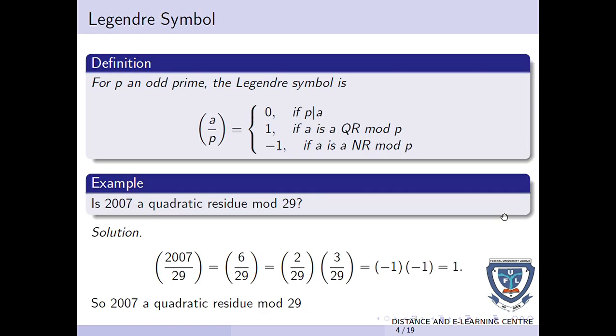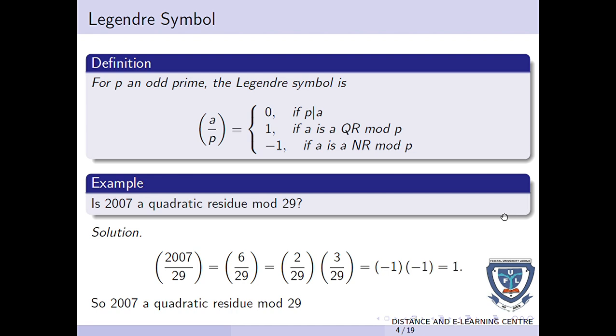Let's look at the Legendre symbols. By definition, for p an odd prime, the Legendre symbol a over p is equal to 0 if p divides a, is 1 if a is a quadratic residue, and is minus 1 if a is not a quadratic residue. Let's look at some examples.